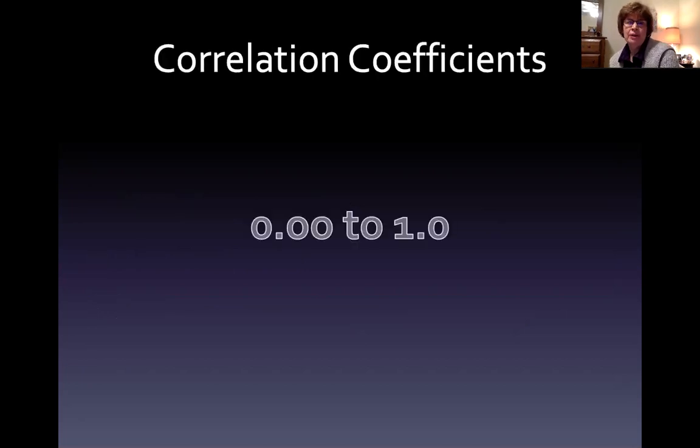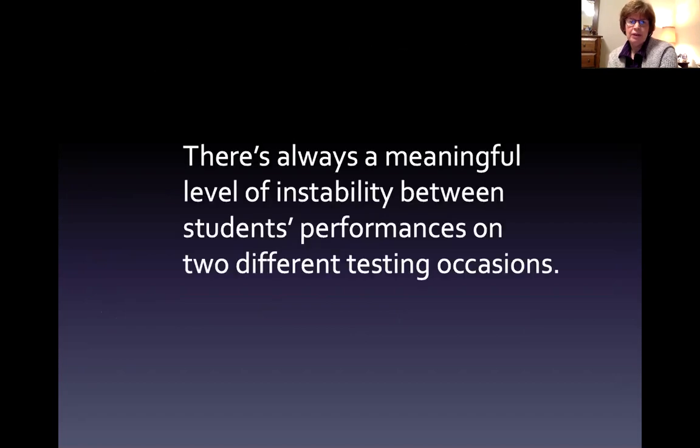Just a reminder that when we figure the reliability, it's reported in coefficients. The goal is to be as close to 1 as possible, knowing that you're not going to hit 1. Okay, 1 is perfect, and we know there's error in measurements. We're not looking for a perfect 1. We're just looking for something obviously above like 0.5, which would only be a 50-50 chance. Okay, all right, and then just remembering that there's always a meaningful level of instability between students' performances on two different testing occasions. That's really another way of saying you're never going to get a perfect 1.